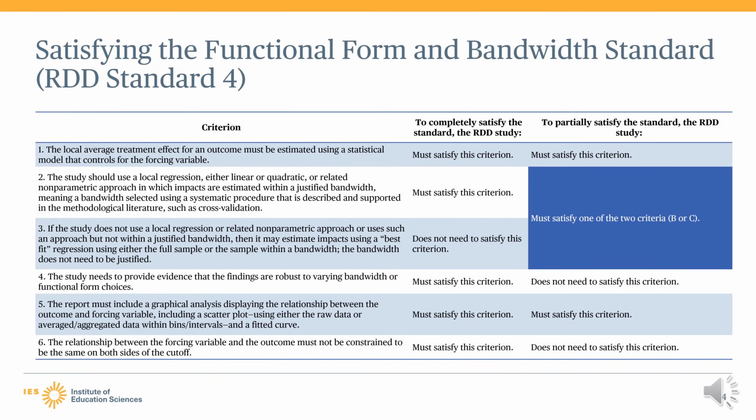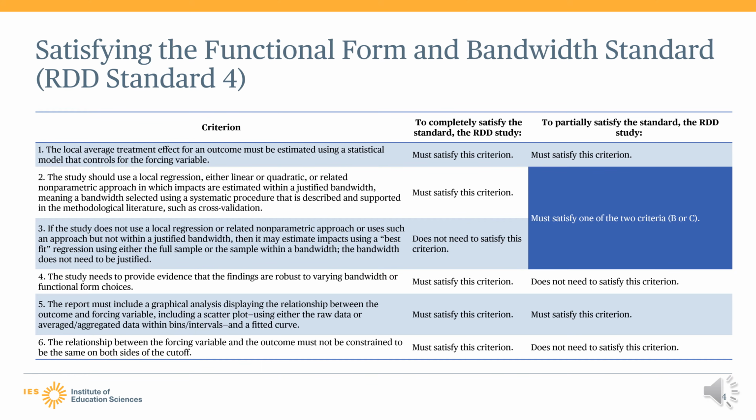an unjustified bandwidth. If the study fails to satisfy Criterion B, then it is not necessary to consider the robustness requirement. The robustness requirement only applies to studies which may fully satisfy the functional form and bandwidth requirement. To partially satisfy the bandwidth requirement, studies may satisfy criterion C, but need not satisfy criterion D.